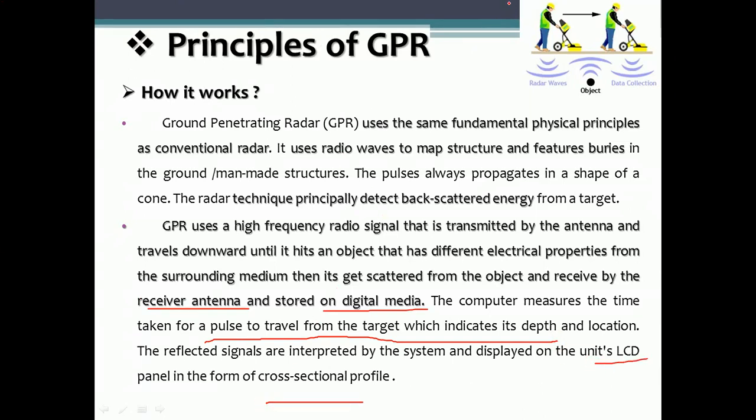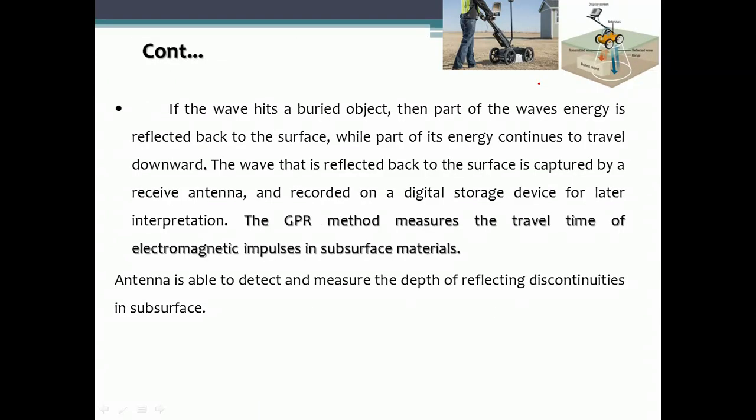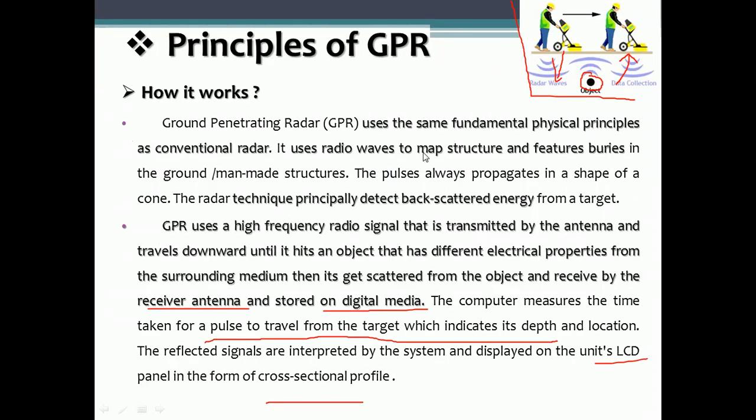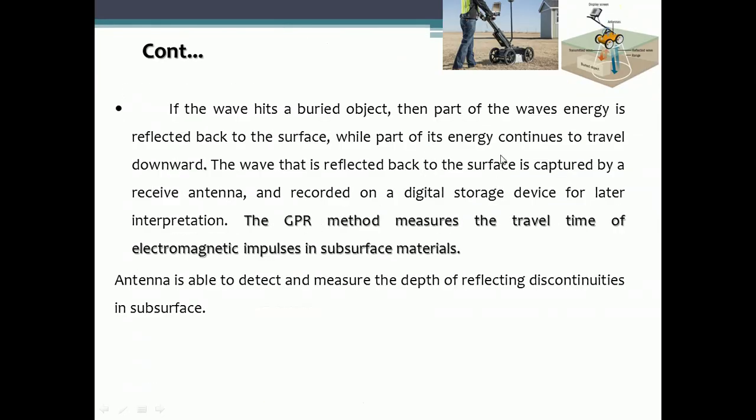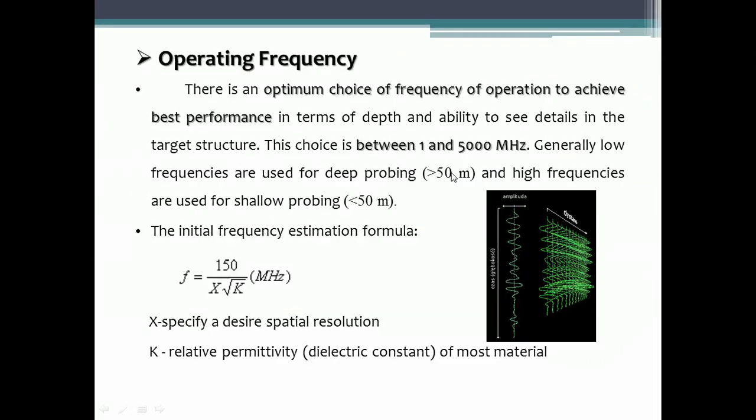You can observe here at the corner the radar waves are transmitted, here is an object, and then the waves are reflected and collected in the receiver antenna. That is the actual working principle of GPR that we have already discussed at the beginning itself.